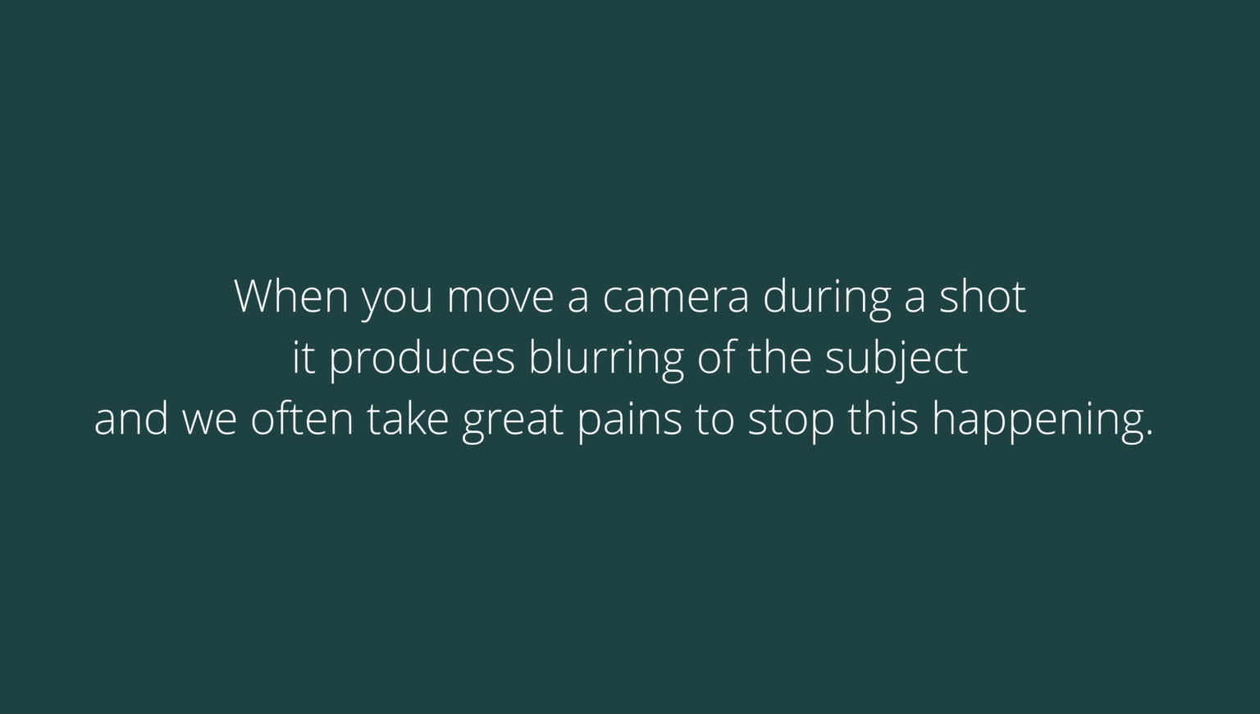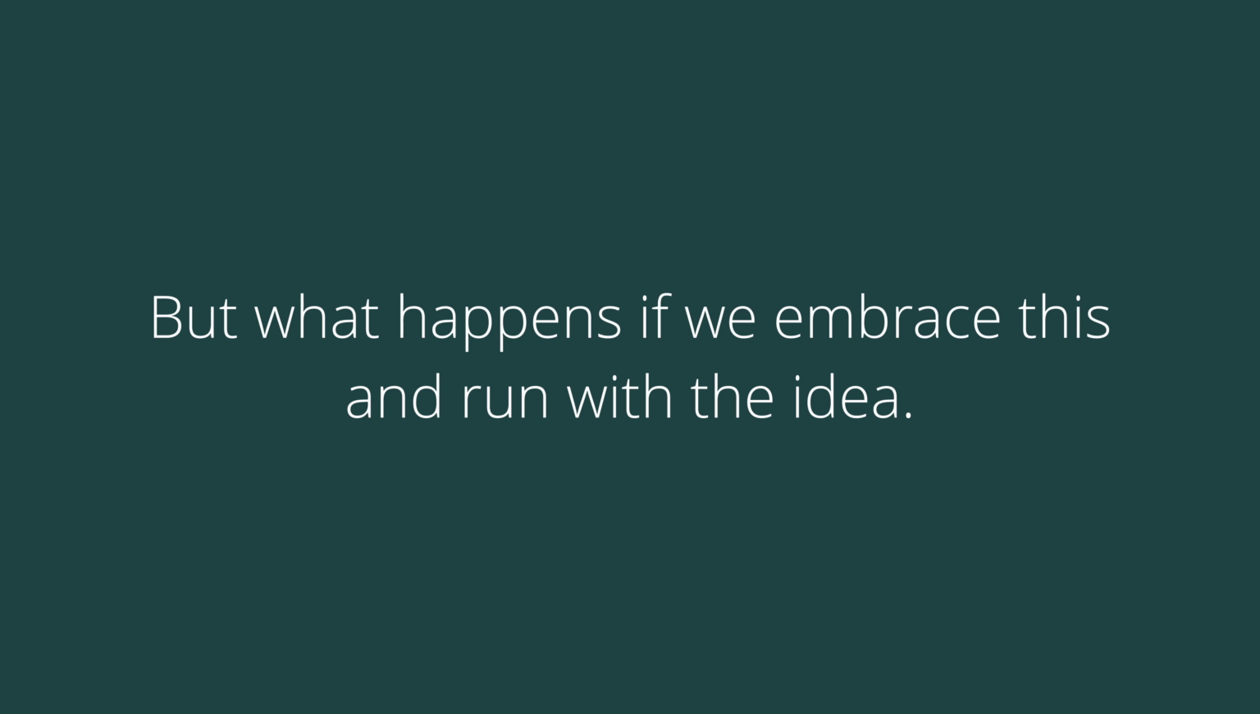When you move a camera during a shot, it produces blurring of the subject, and we often take great pains to stop this happening. But what happens if we embrace this and run with the idea? This sort of thing. Stylistically, this is one of the most straightforward sorts of image to create with camera movement. The camera is moved up or down during the shot, in this case 2.5 seconds of shot.